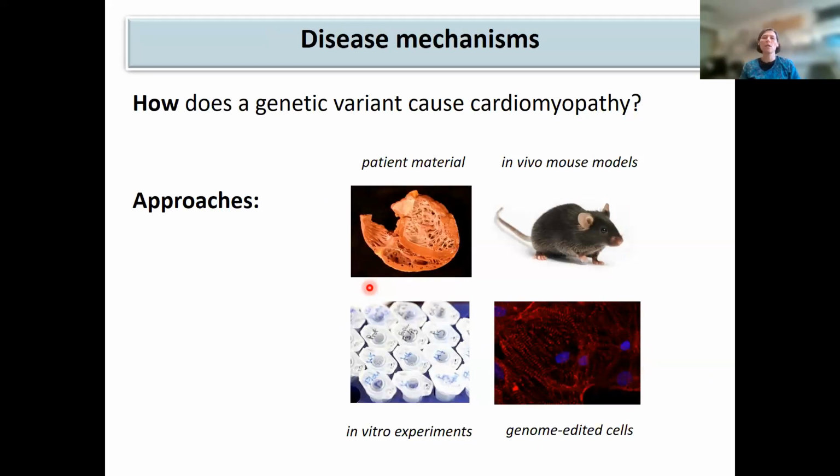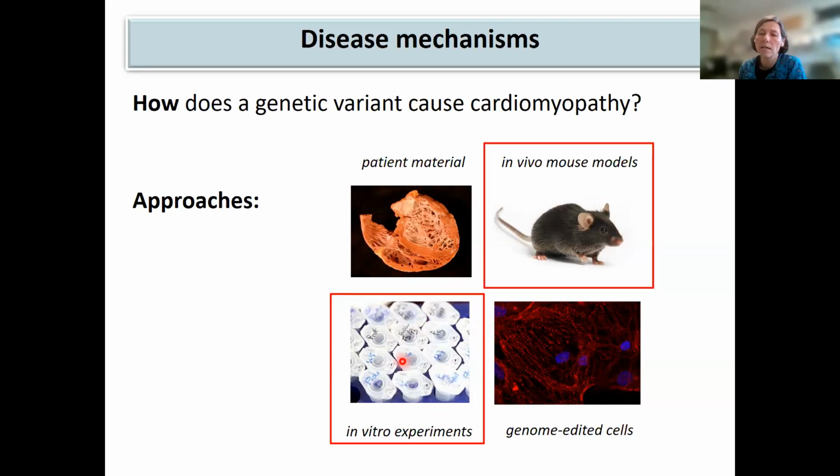So you could boil down my activity to the question, how does a genetic variant cause cardiomyopathy? And there are different ways to address this question. One is to look at patient material, to look at mouse models, using in vitro experiments, and more recently we use genome-edited stem cells, iPS-derived cardiomyocytes. But today I'm only going to talk about mouse models and the combination of in vitro experiments, and I leave the cellular work for another day.